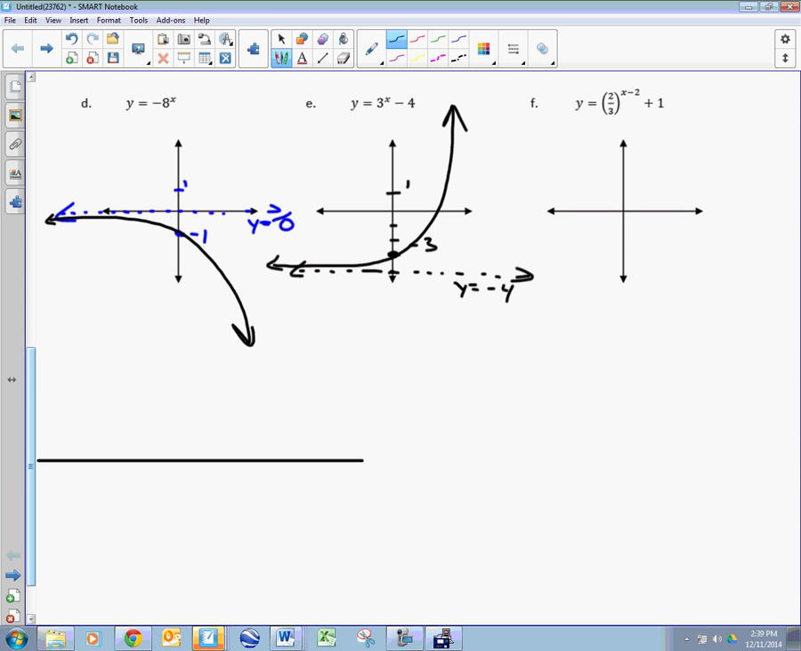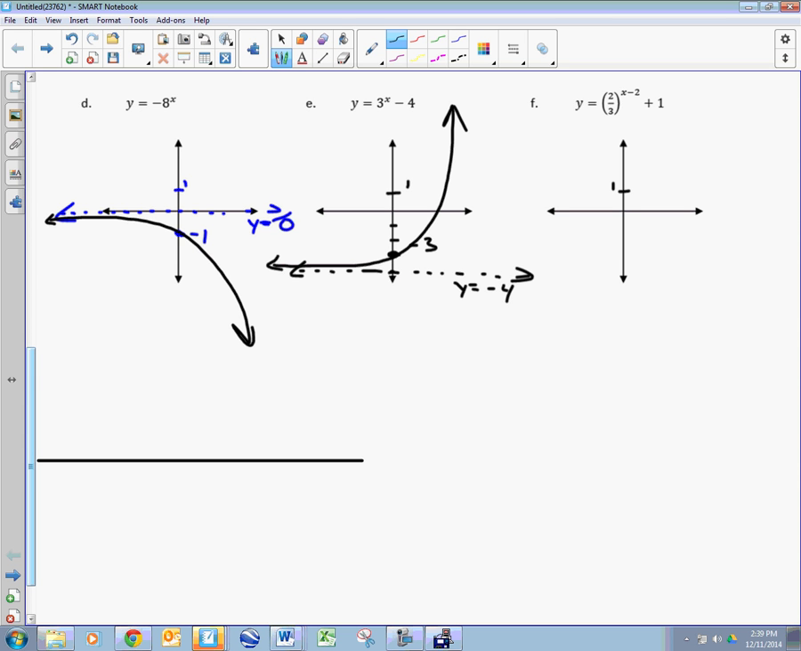2/3. Is that going to start down and finish up or start up and finish down? It wants to start up and finish down, and it would pass through the point 0, 1. However, look at the type of shifts that we have. What does this plus 1 make it do? Go up 1. What does the x minus 2 make it do? To the right 2 units. So instead of passing through 0, 1, we go 2 to the right and up 1.